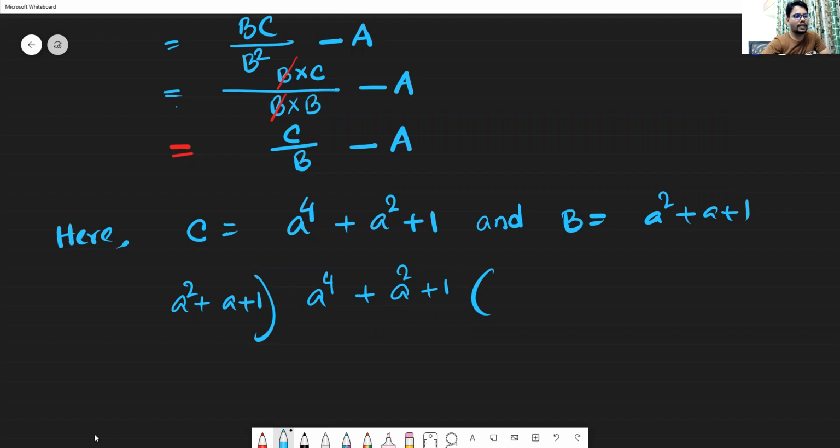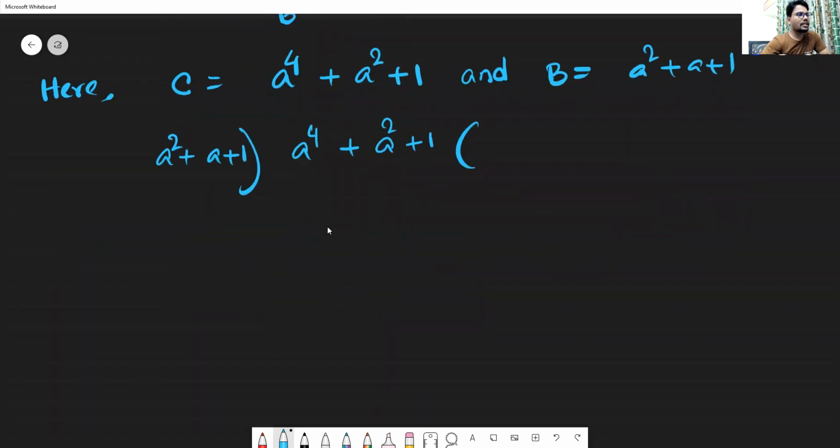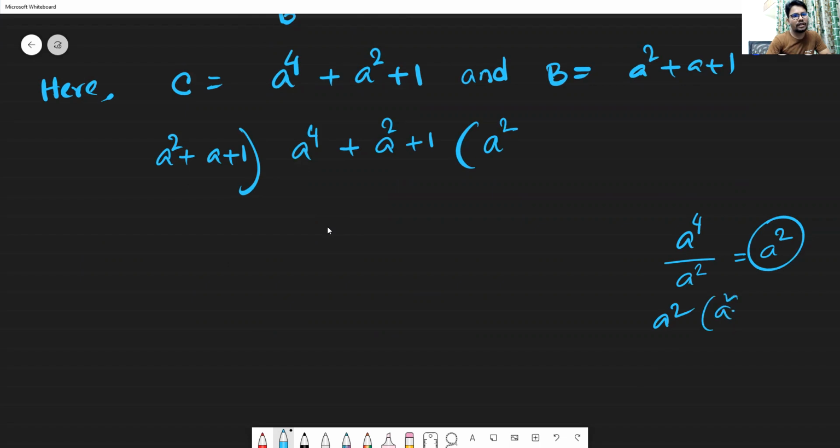First step done. Second step, this is the first term here, a to the power 4. And here the first term from the divisor, there is A square. After doing divide, we will get here A square. So now the result is A square. This result we multiply with the divisor, A square plus A plus 1.